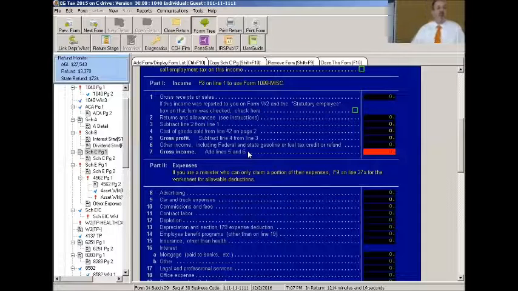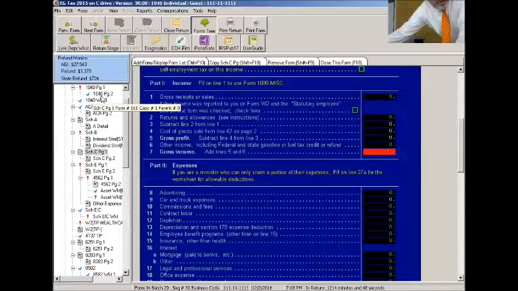Okay, so we have all of our income. Next thing we have is returns and allowances. If I have a defective product, say I'm selling Mary Kay, and one of my products causes somebody's hair to fall out, then I would have returns. I can put that on there.